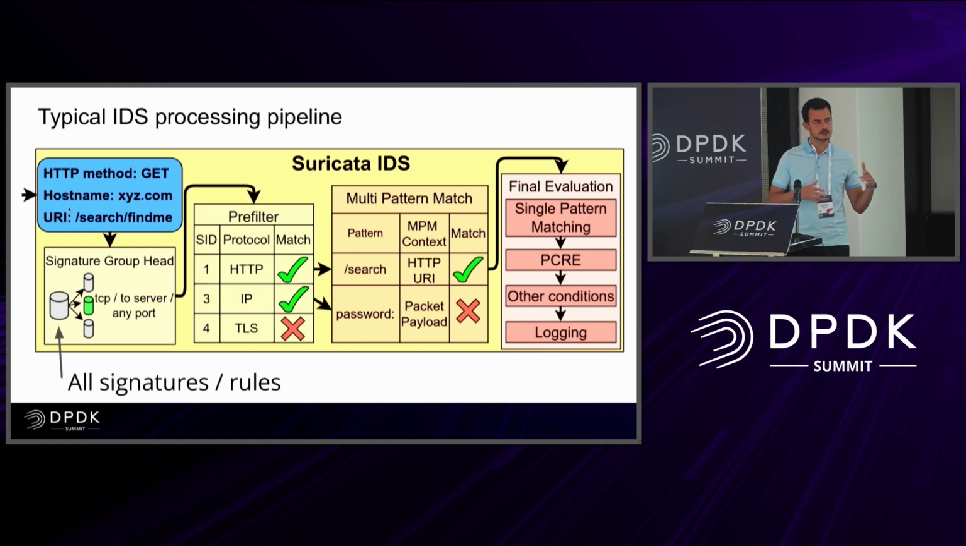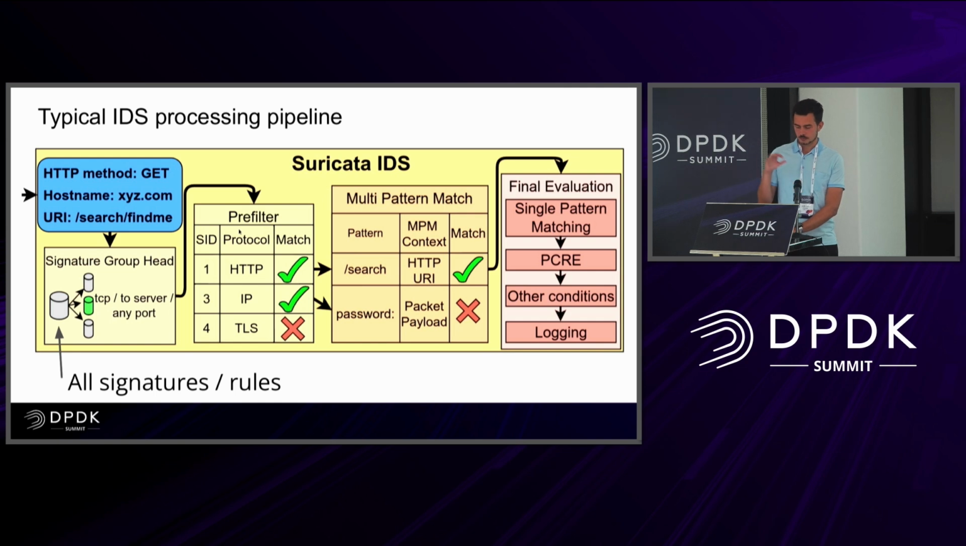What's the typical IDS processing pipeline? You receive a packet, an HTTP packet. It's captured by DPDK, it's decoded, and then you have the first optimization that's usually in intrusion detection systems, that's dividing the overall security rules into smaller subsets of rules. So yeah, you don't want to inspect the UDP rules. You focus on the TCP and to-server direction only rules.